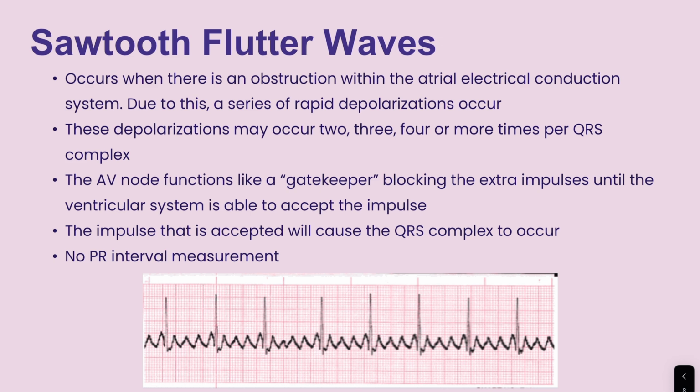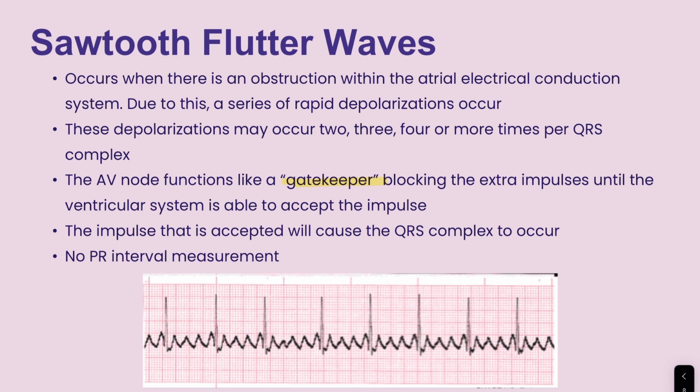Sawtooth flutter waves are what characterize our atrial flutter. Atrial flutter occurs when there's an obstruction within the atrial electrical conduction system. Due to this, a series of rapid depolarizations occur. These may occur 2, 3, 4, or more times per QRS complex. The AV node functions like a gatekeeper. This is very important: gatekeeper AV node. It blocks the extra impulses until the ventricular system is able to accept the impulse. The impulse that is accepted will then cause the QRS complex to occur.